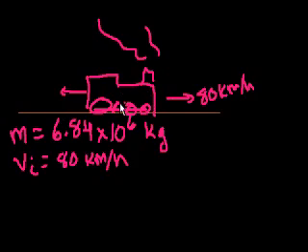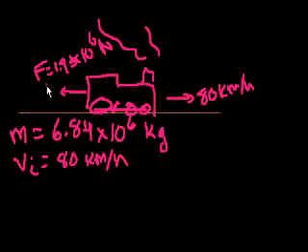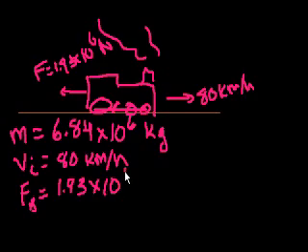right? They produce a net backward force of 1.93 times 10 to the 6th newtons. I know it looks a little bit messy. The brakes are going to be applied for 25 seconds. So the force of the brakes, force sub B, is 1.93 times 10 to the 6th newtons, and they will be applied for 25 seconds.